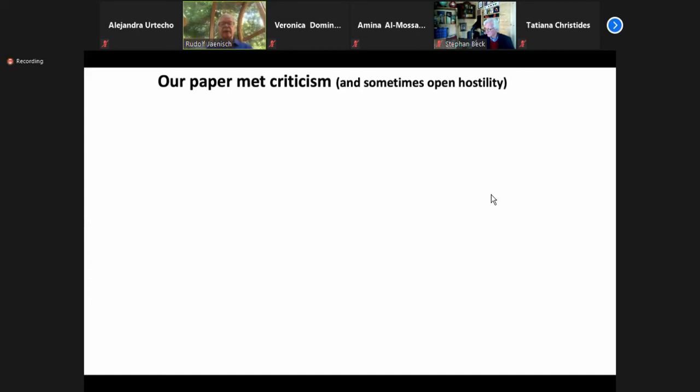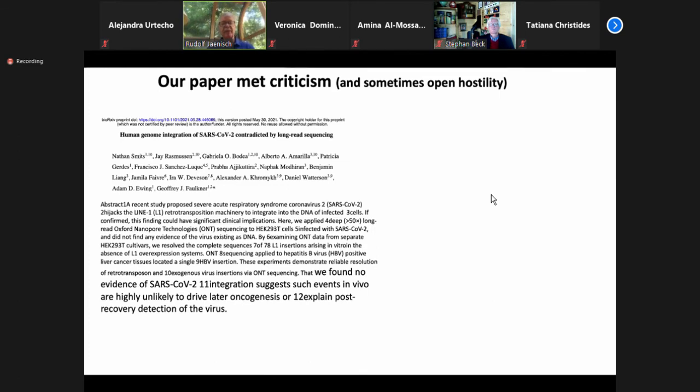Okay. So I must say our paper met a lot of criticism and, I think, sometimes open hostility. I was very surprised. I'll give you one example. This is a paper which came out last week. What they sequenced and what they conclude is that they found no evidence for SARS-CoV-2 integration, and so it's very unlikely that our data are correct.